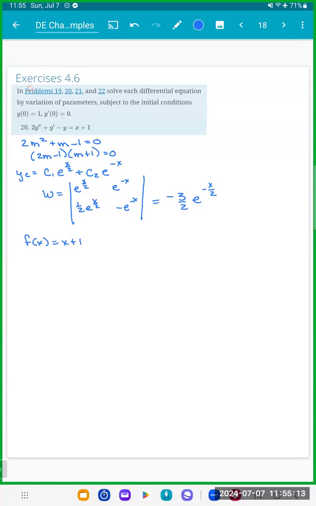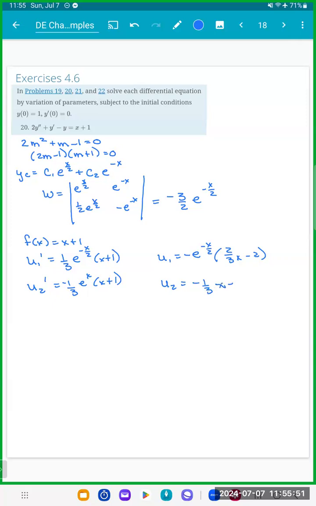Okay, so our u1 prime equals 1/3 e to the negative x over 2 times (x plus 1). Our u2 prime is negative 1/3 e to the x times (x plus 1). We can also get that our u1 is negative e to the negative x over 2 times (2/3 x minus 2), and the u2 would then be negative 1/3 x e to the x.